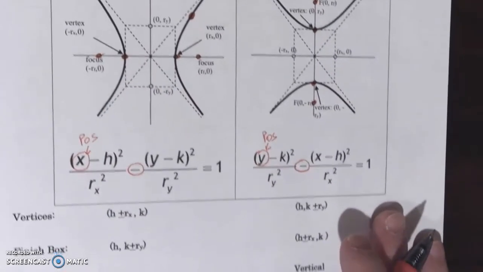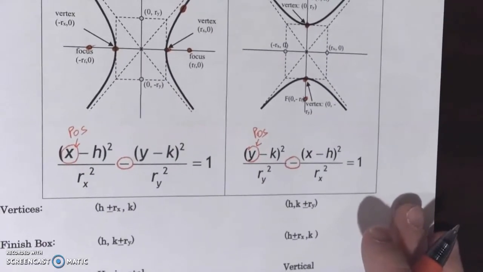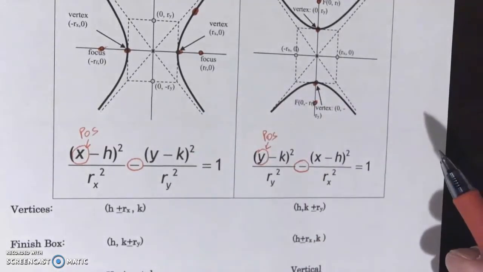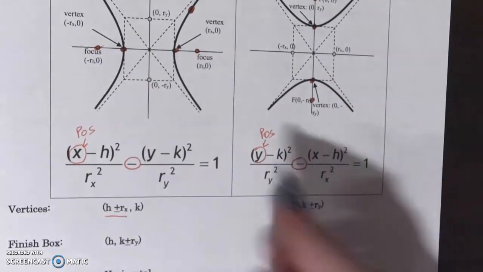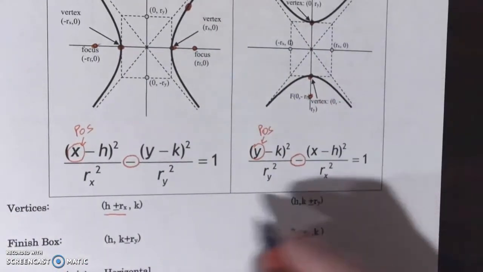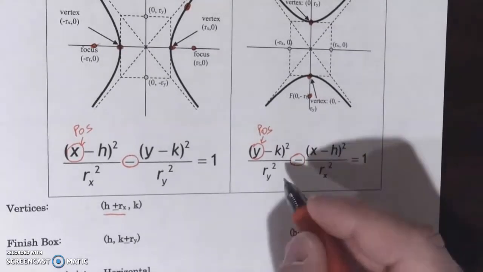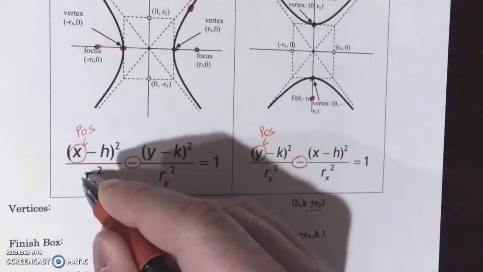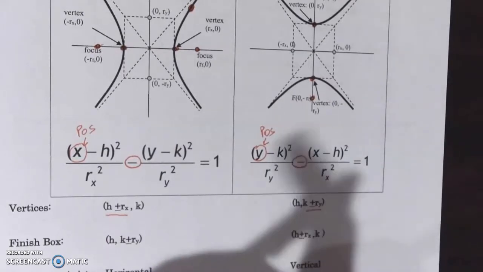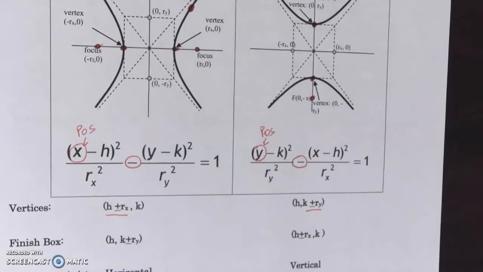All right, same thing. We have our number underneath, our r sub, would represent the distance from the center to the vertices, okay? It would be h plus r sub x if it's a horizontal transverse axis, or k plus r sub y. Do we need to know these? Not necessarily. You need to know that the number underneath the positive, okay, is going to give you the distance to the vertex, okay? Now, one of the things we need to talk about is there are no co-vertices in theory. Okay, we don't call them co-vertices, okay?